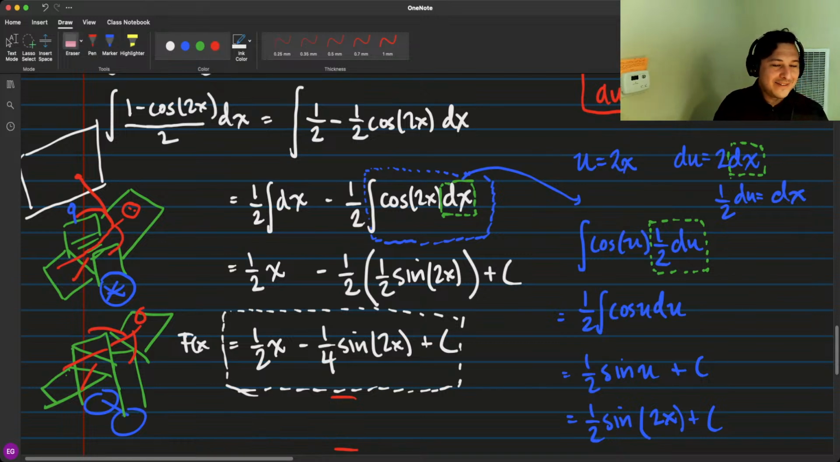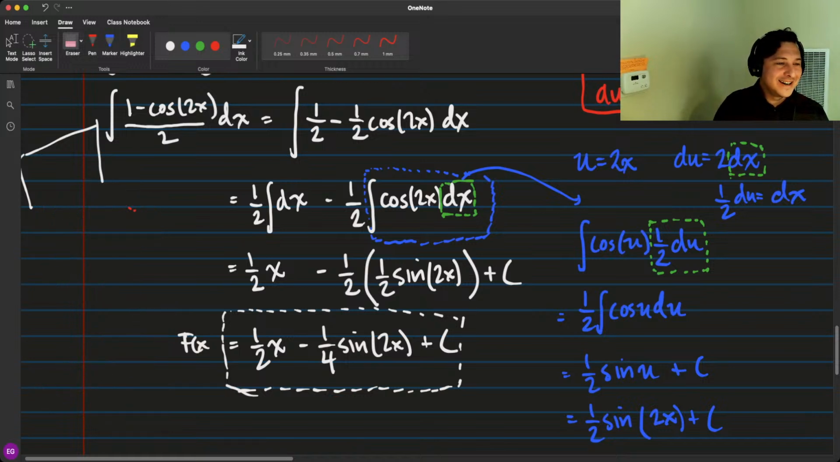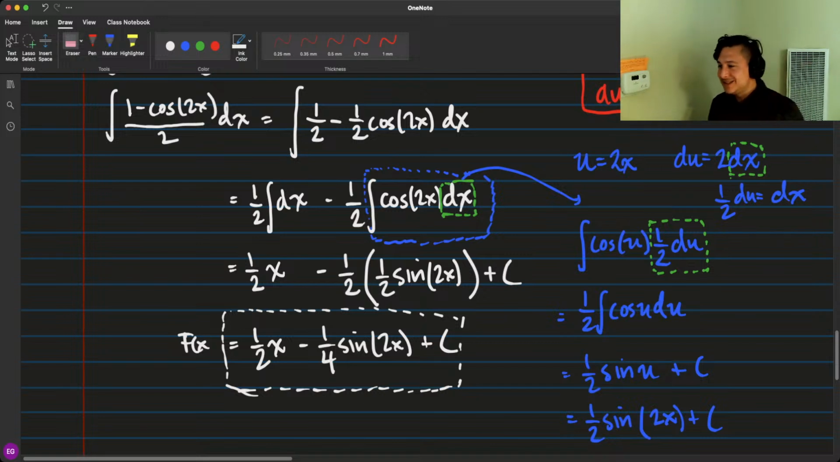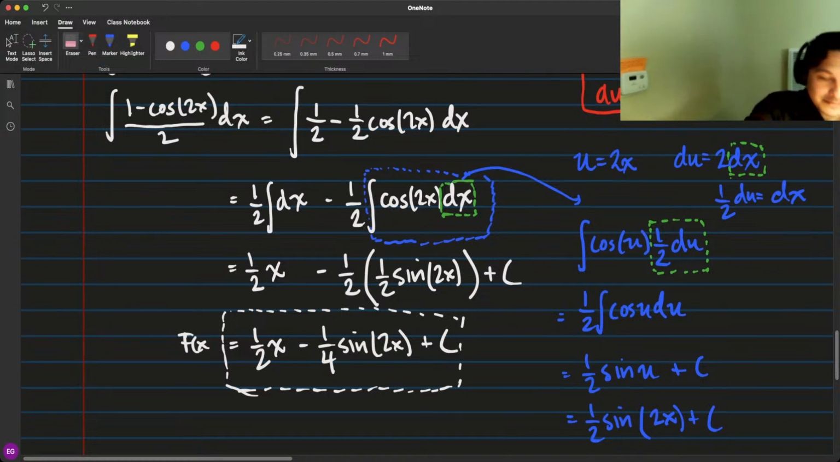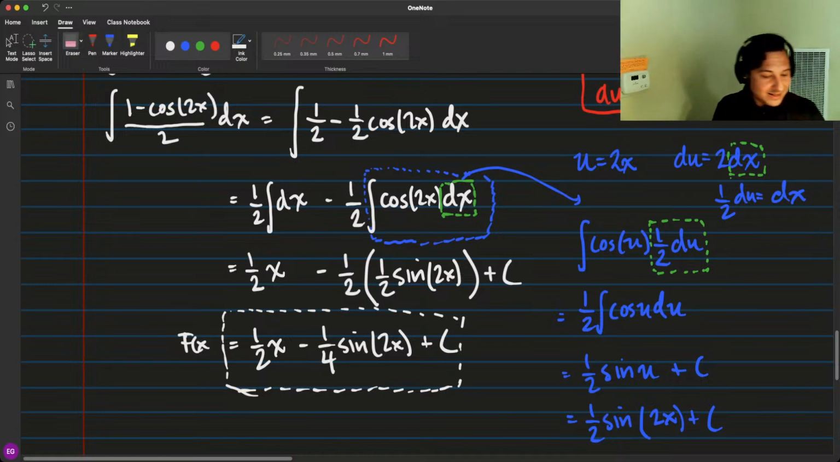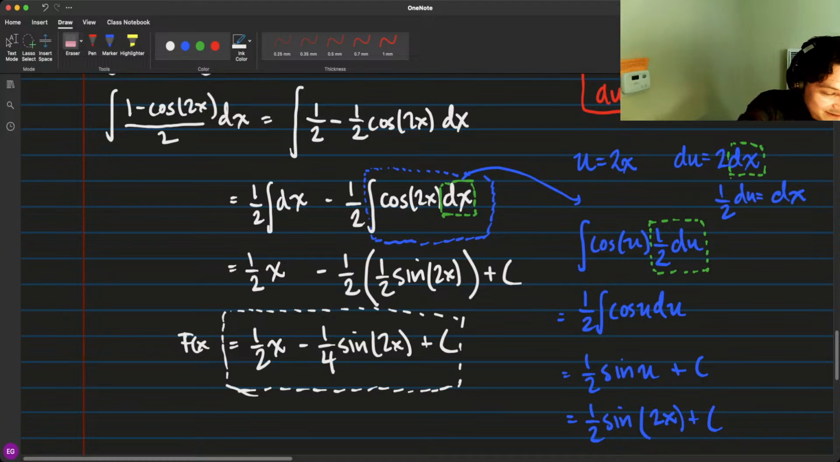Okay, but have I answered your questions about integrating here? Yeah. Shall we move on to a different example? Yeah. Okay. Let's do another one.